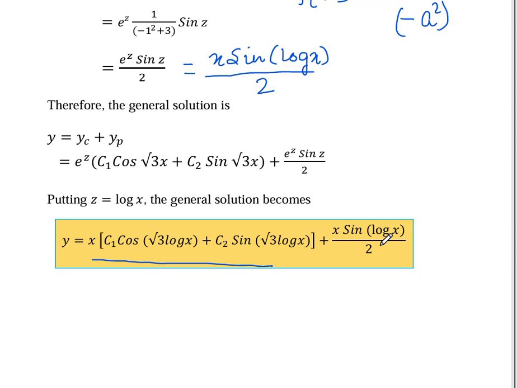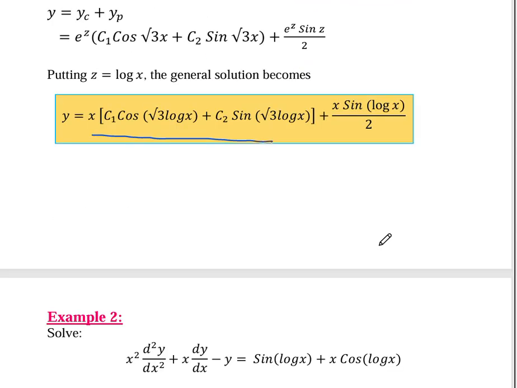Okay, so in this way we can solve the Cauchy-Euler differential equation. At the beginning we have to first transform it into a second order differential equation, then same as before, yc plus yp, and ultimately your general solution is yc plus yp.